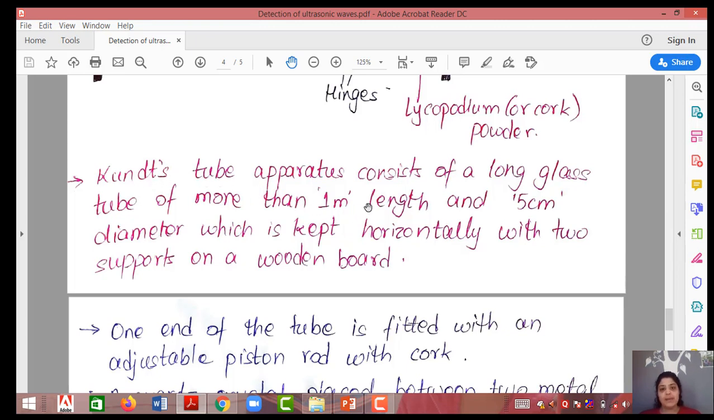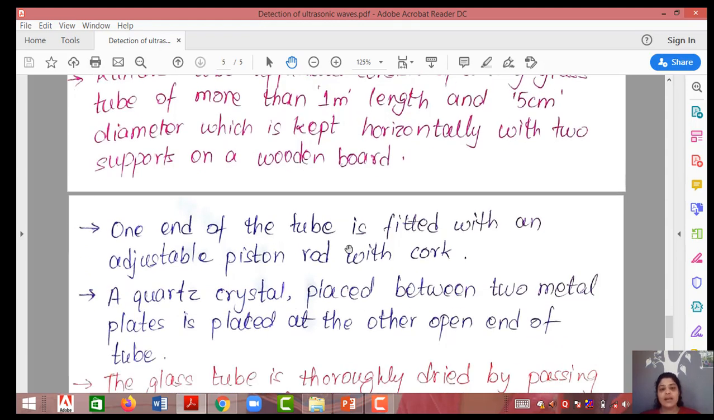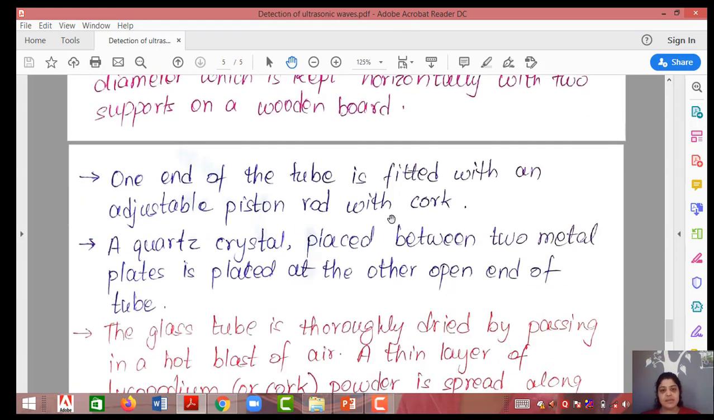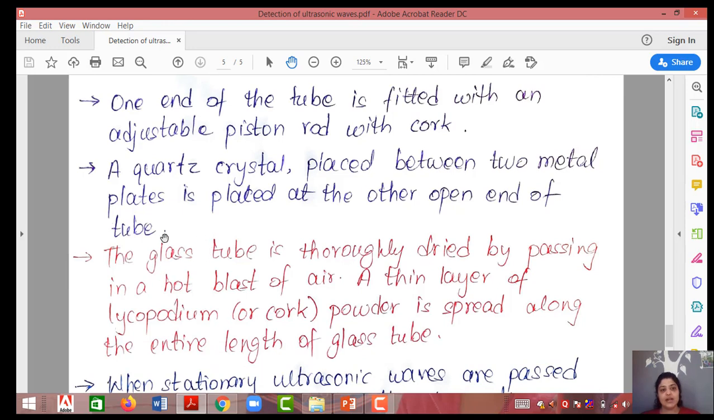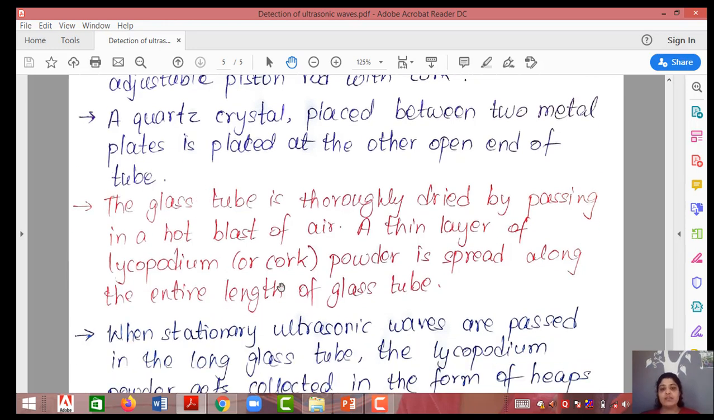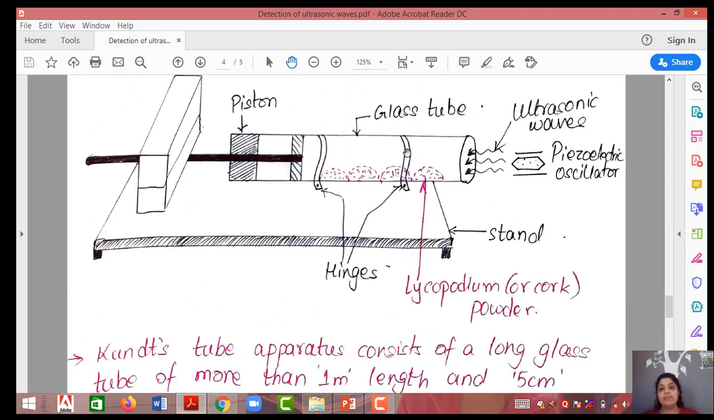The Kunz tube apparatus consists of a long glass tube of more than 1 meter length and 5 centimeter diameter, which is kept horizontally with two supports on a wooden board. One end of the tube is fitted with an adjustable piston rod with cork, and a quartz crystal placed between two metal plates is placed at the other end of the open tube. Before the process is started, this glass tube needs to be completely air dried. So a blower is used to completely air dry it.